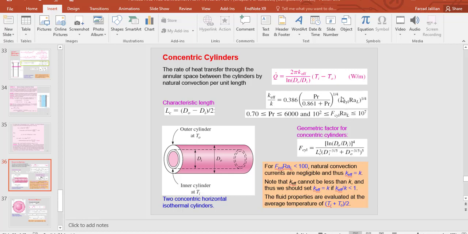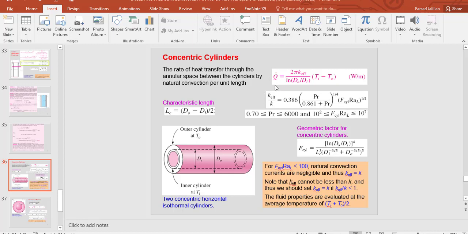Also, we have here a new concept, which is the geometric factor. You should put it in this equation to find the K effective, and also to find if you can use this equation. This geometric factor for concentric cylinders can be calculated by this equation, which is dependent on the diameter of the two cylinders and the characteristic length, which can be found by this equation.